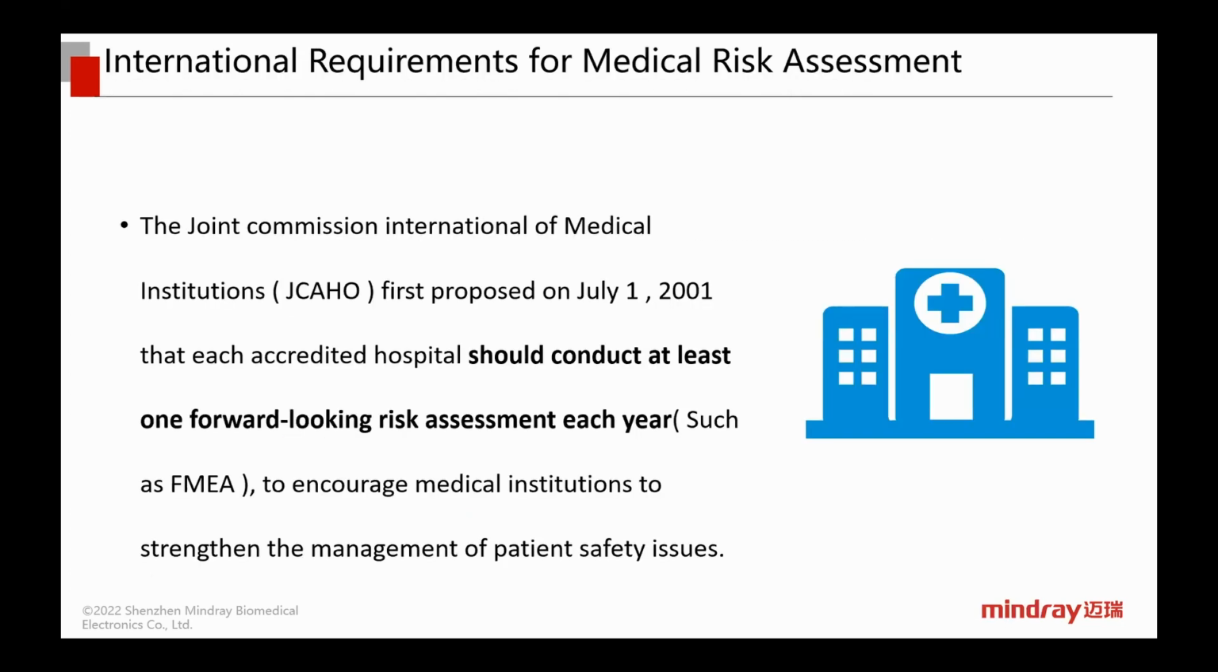Based on these two theories, the Joint Commission International suggests each hospital should conduct a forward-looking risk assessment at least once each year to improve overall risk management skill and the precautionary procedure for each hospital.